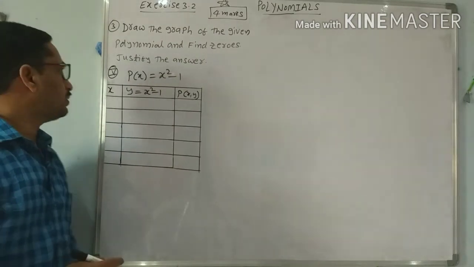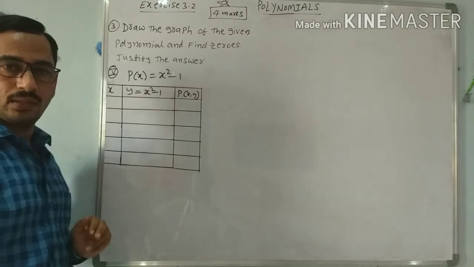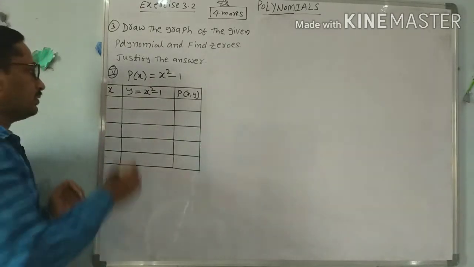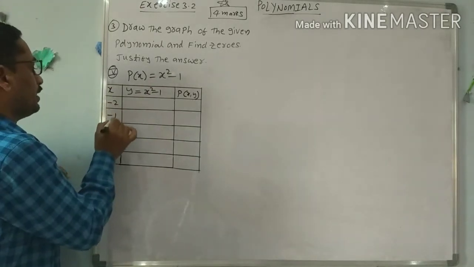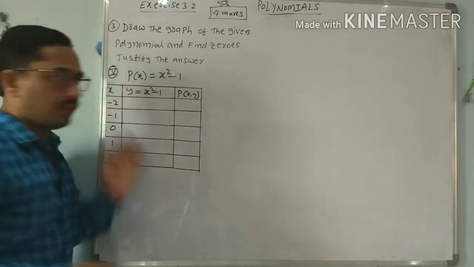Now fifth problem, p of x equal to x square minus 1. Now assign some values of x. Here I am taking minus 2, minus 1, 0, 1, 2. Now find out the corresponding y values.